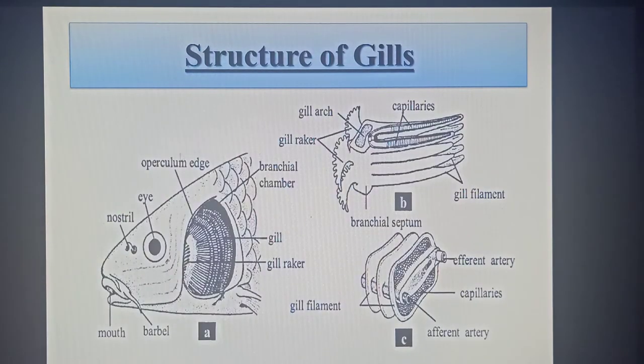Look at the figure. This is the gill chamber or branchial chamber. Inside it, the gills are present, and the number of gills is 1, 2, 3 and 4. This side contains 4, another side contains 4, so total 4 pairs of gills. And look at this whitish part. This is the gill arch, and this gill arch contains the gill filament. Look at here, there are some teeth-like projections present inside the gill arch, and these are called gill rakers.